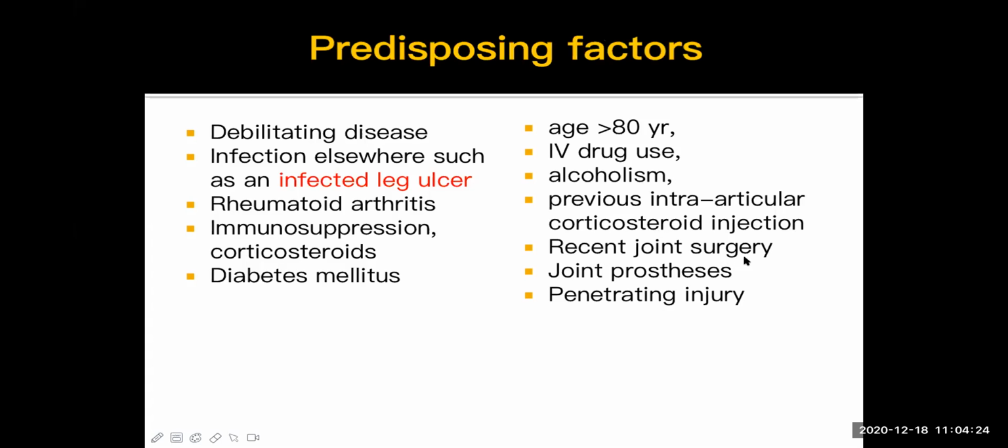Recent joint surgery, there is trauma to the joint. Joint prosthesis, these are the artificial devices which we have kept inside. They may be infected if the sterilization is not proper. And penetrating injury, like bullet injury, knife injury, or a compound fracture near the site, any of these can act as a predisposing factor.